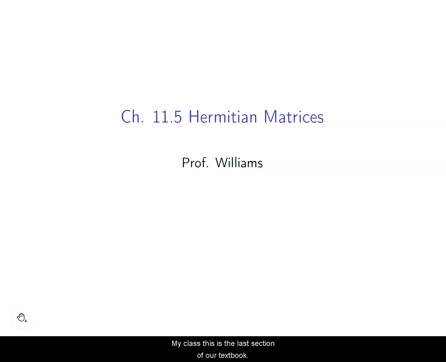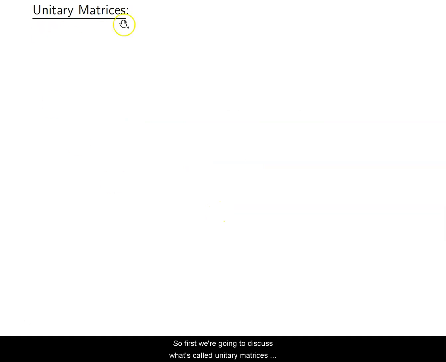Hi class, this is the last section of our textbook. Just as an overview, we're going to talk about Hermitian matrices. Basically, we are going to classify three types of matrices, and then we're going to talk about how to diagonalize these matrices in the complex inner product space. Okay, so first we're going to discuss what are called unitary matrices.